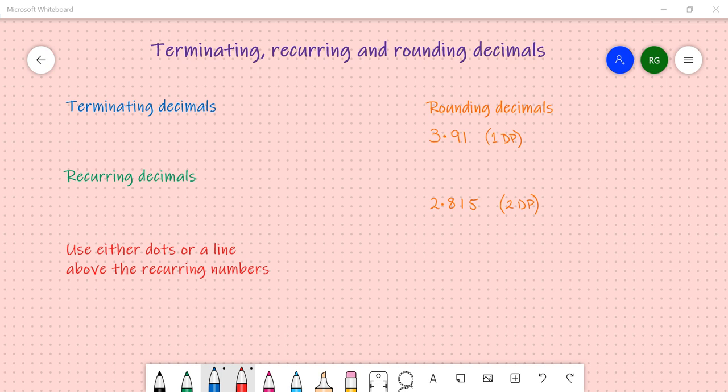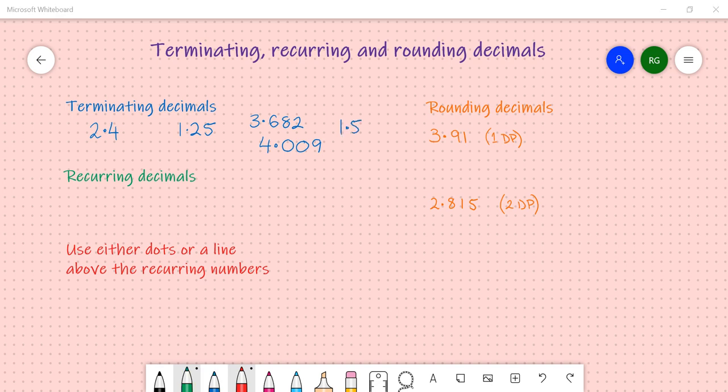So initially, terminating decimals. This is what we use to describe numbers like straight up 2.4. So 2.4 has no decimals after it apart from zeros. Another might be 1.25, 3.682, 4.009. These are all terminating decimals, as in they don't keep on going, like 1.5.